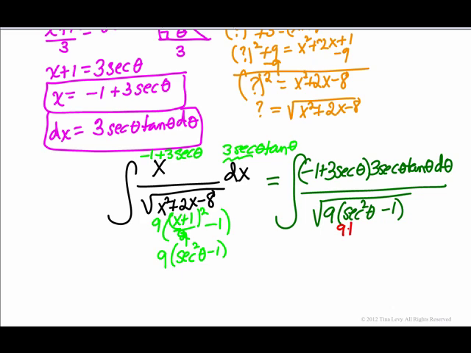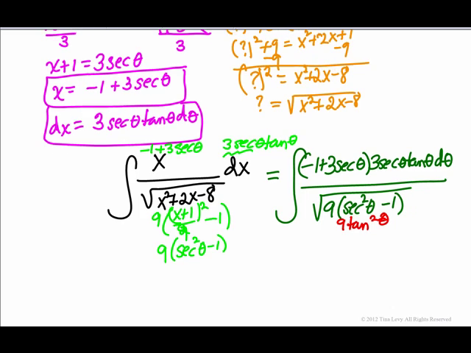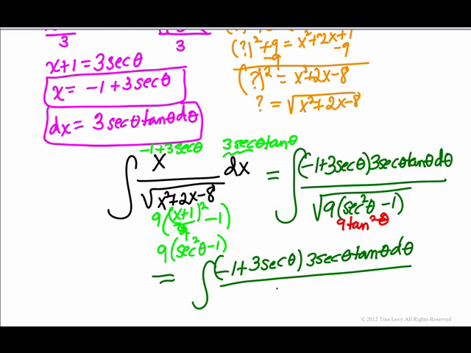But this under here is really 9 tangent squared theta, so I'll be able to take the square root. Working this through, I have the integral of negative 1 plus 3 secant theta, then we have 3 secant theta tangent theta d theta. And under here we have the square root of 9, which is 3, and the square root of tangent squared is tangent theta. We're now ready to cancel and get a simpler integral.